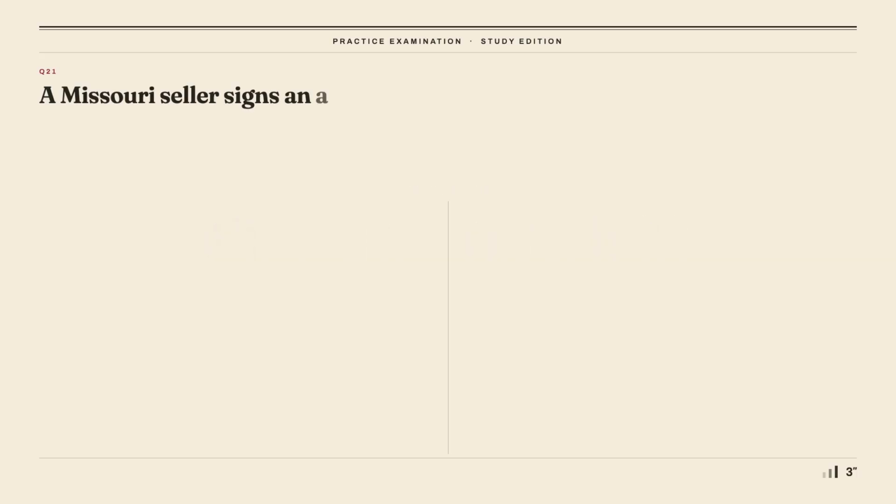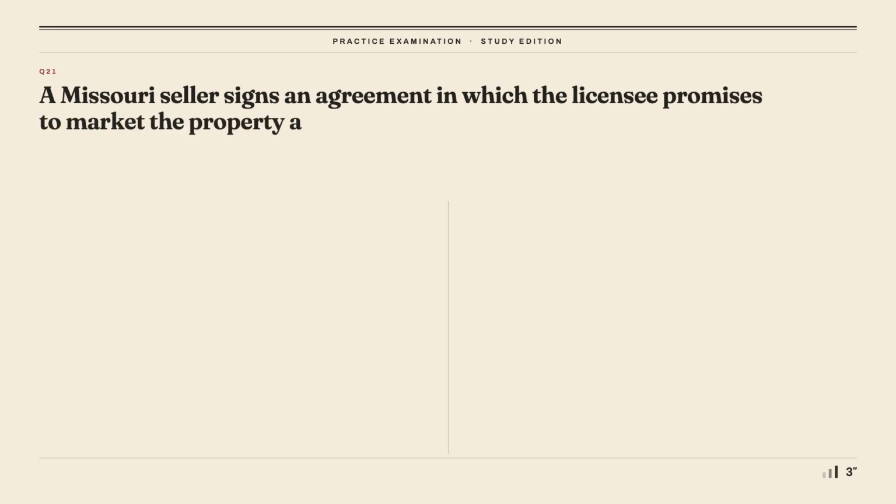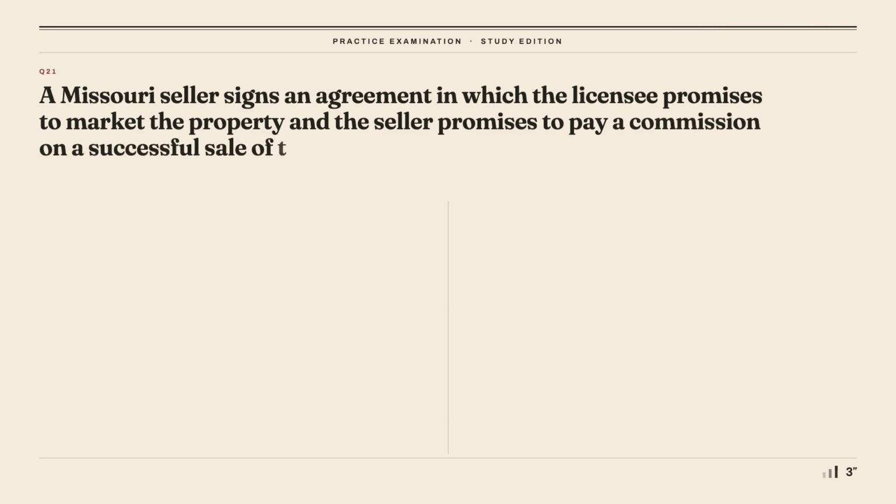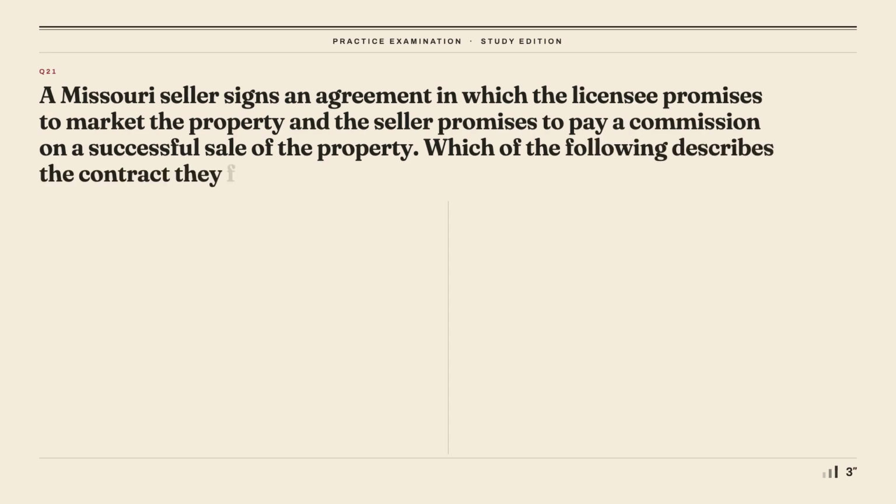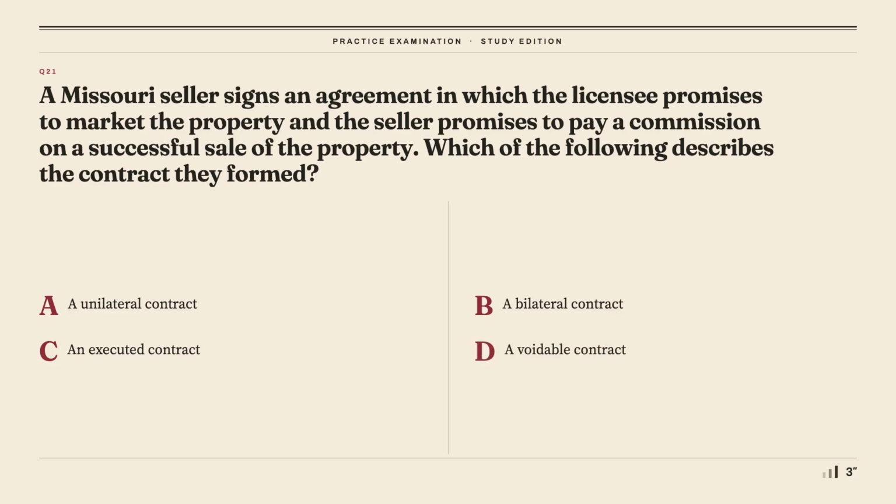Question 21. A Missouri seller signs an agreement in which the licensee promises to market the property and the seller promises to pay a commission on a successful sale of the property. Which of the following describes the contract they formed? Your options are: A, a unilateral contract; B, a bilateral contract; C, an executed contract; D, a voidable contract. Pick one. Trust your gut. Here's your chance to test yourself.